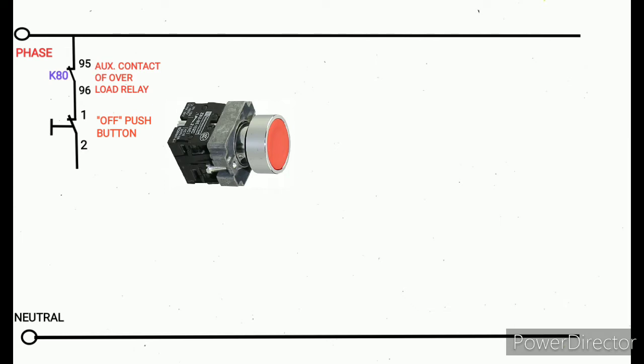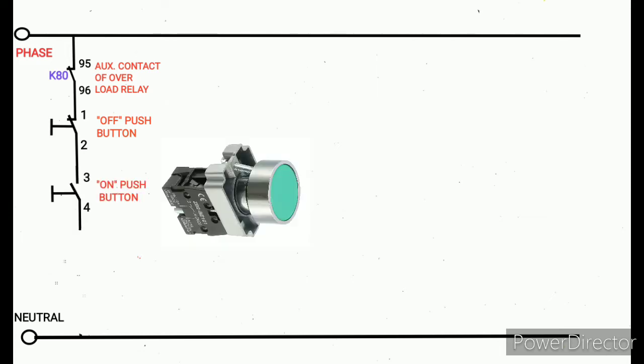See, I drew an OFF push button in series with that overload relay auxiliary contact. Then I am going to draw the ON push button. I have drawn the ON push button here. The terminal numbers 3 and 4 I mentioned here.